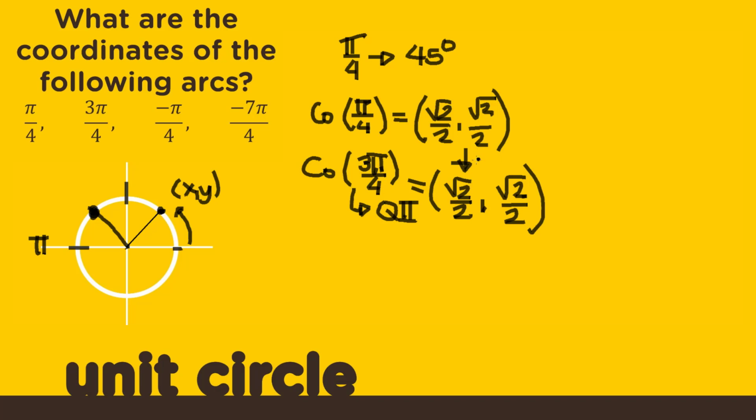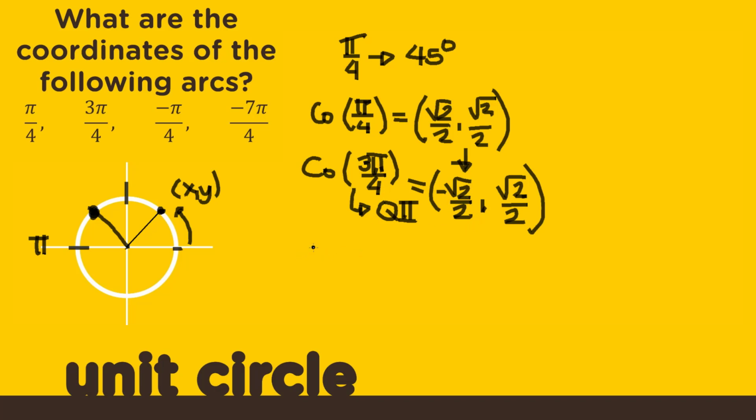What would change here is that you need to look at the sign of x and y in this specific quadrant, quadrant 2. In quadrant 2, x is negative and y is still positive. Hence, this is the coordinate of 3 pi over 4. See, we have the same figures, just different signs because of its location. The same will go for the other two here. We will have the same figures as we go on.